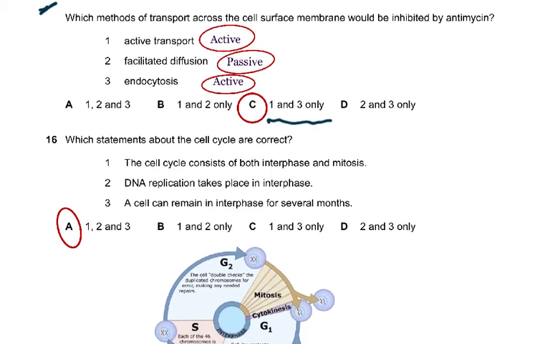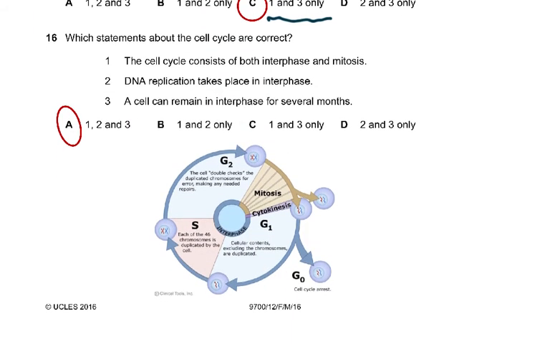Then we come on to question 16. Which statements about the cell cycle are correct? The cell cycle consists of both interphase and mitosis. DNA replication takes place in interphase. A cell can remain in interphase for several months. That's very correct, so all three are correct. Though I would say the cell cycle consists of interphase, mitosis, and cytokinesis, they have talked about the cell cycle, so both are present in the cell cycle. So it's 1, 2, and 3.